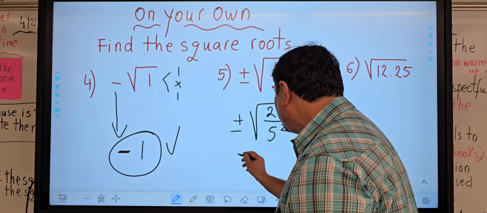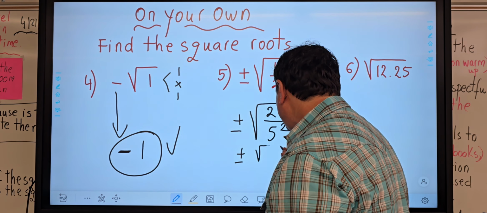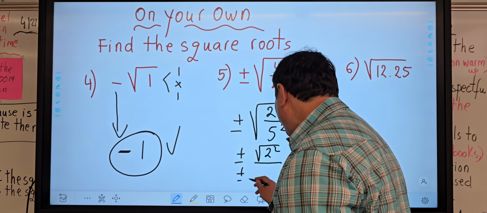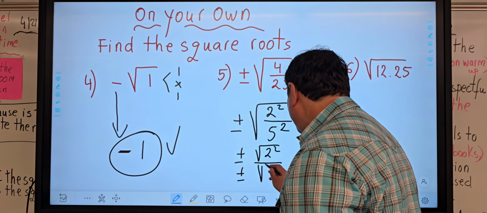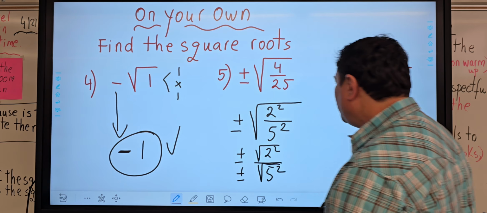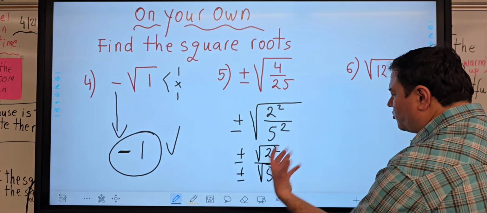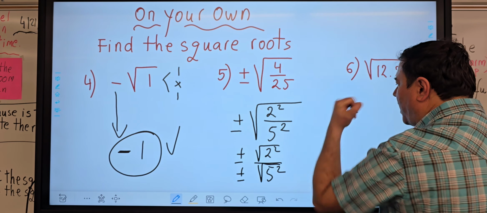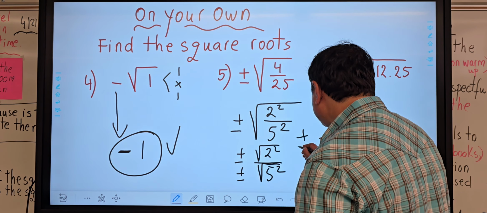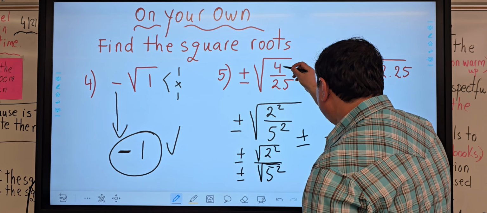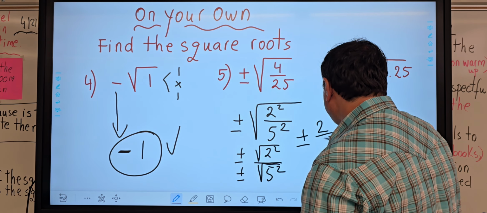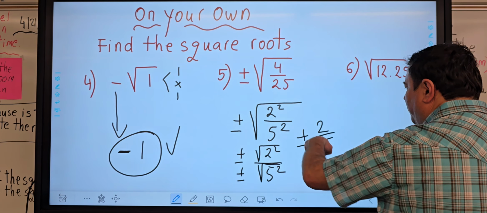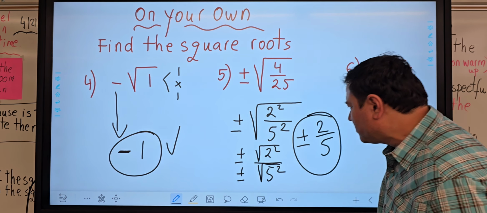So this can be written as plus or minus square root of 2 squared over square root of 5 squared, right? And square root of 2 squared is just 2. And square root of 5 squared is just 5, right? Because square root of 4 is 2. Square root of 25 is 5. So the final answer is going to be plus and minus 2 over 5. No more square root because square root of 4 is 2 and square root of 25 is 5.